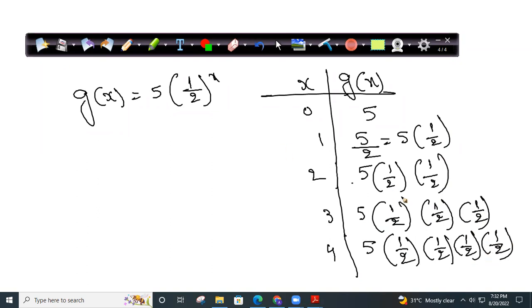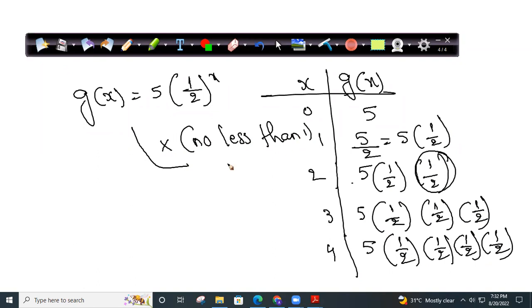So what is happening here? I am multiplying with the number 1/2. So exponentially decreasing function means multiplying with a number less than 1. If we multiply with a number less than 1, it is said to be an exponentially decreasing function. Understand? So I'm explaining you step by step.